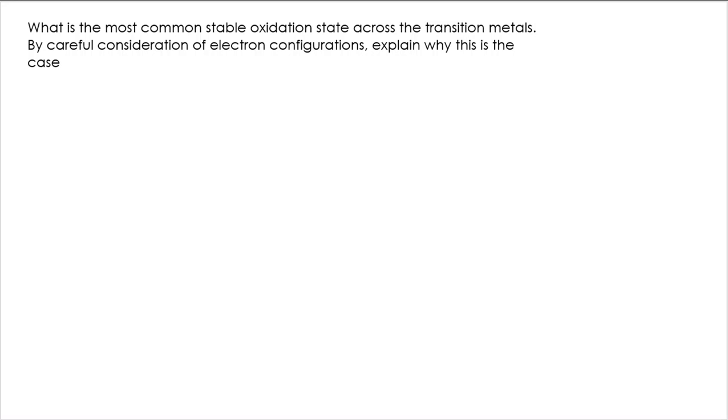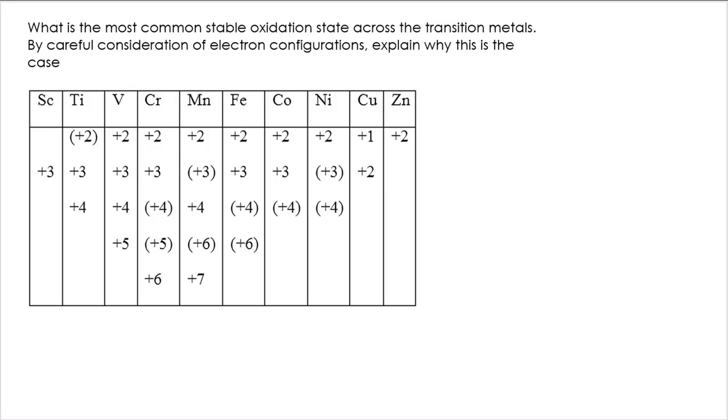So what's the most common stable oxidation state across the transition metals? And by careful consideration of electron configurations, why would this be the case? Well, I'm going to help you out by putting this up. Which is the most common? If you take a look at the transition metals, excluding scandium and zinc, every single one of them forms an ion with a charge of +2.